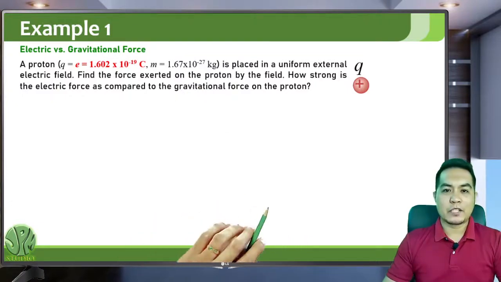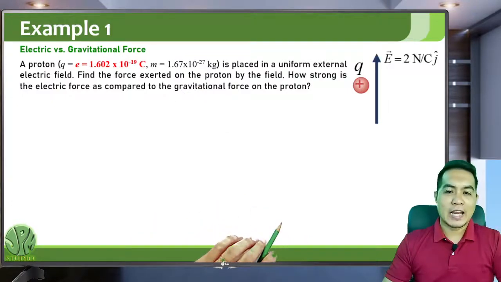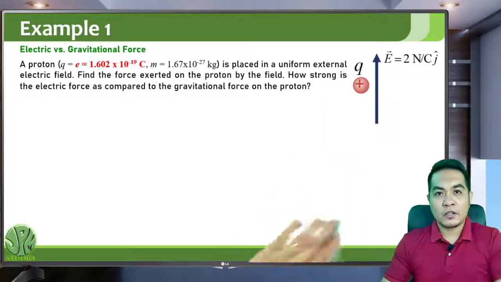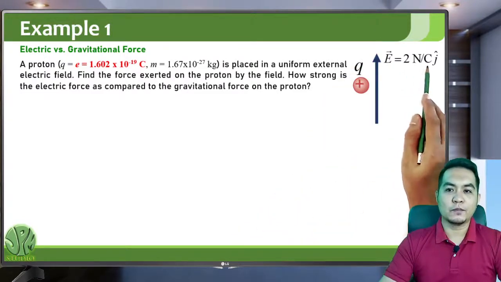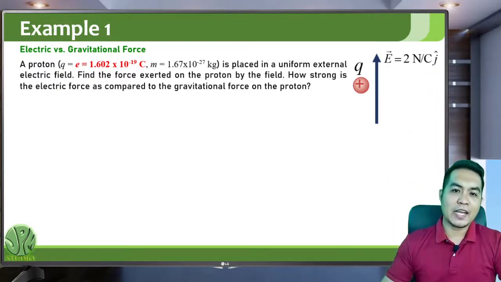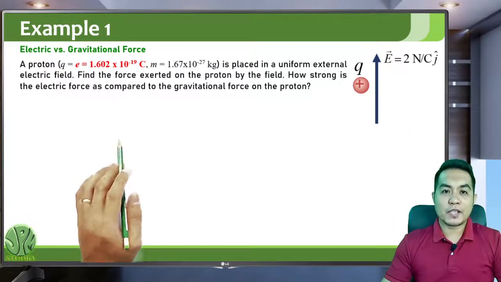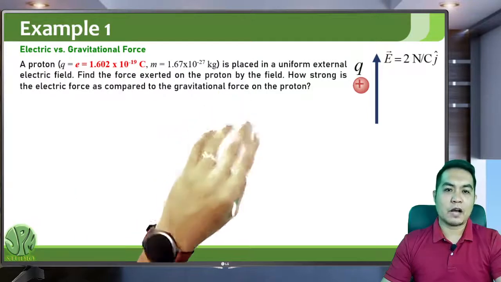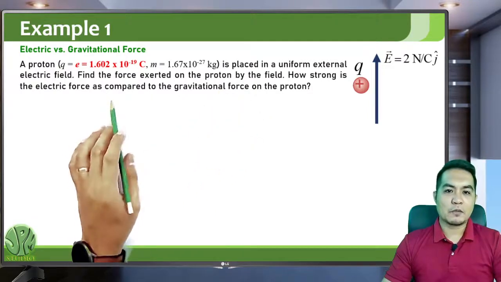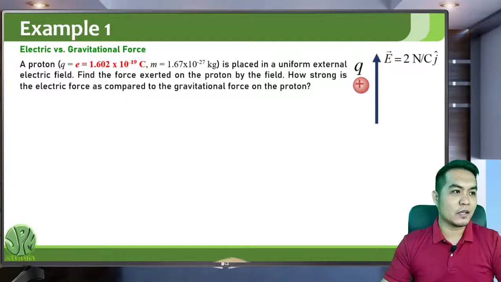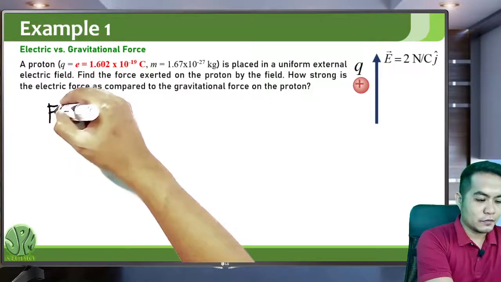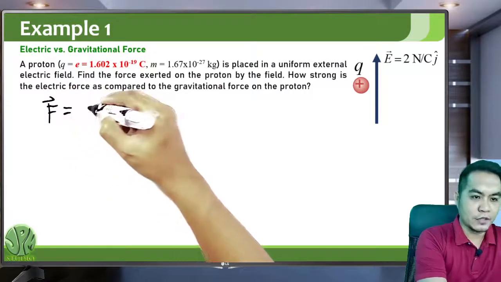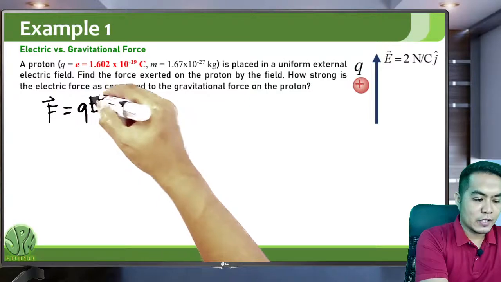And this proton is placed in a uniform external electric field directed towards the positive y-axis. It has a magnitude of 2 newtons per coulomb, with direction j hat. So find the force exerted on the proton by the field. How strong is the electric force as compared to the gravitational force on the proton? Okay. So we just use the formula for force, given the charge and the electric field. So it's just Q times E.